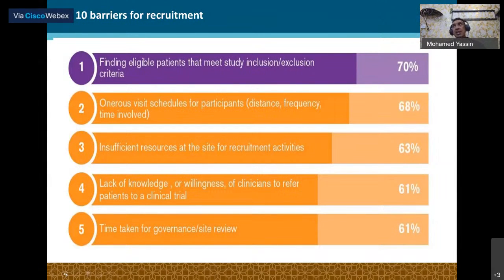So what are the barriers in clinical trials? Clinical trials, as I said, are a complex process, and you need to understand the basics of clinical trials, you need to understand the GCP, you want to go through the regulations. But even if you do all of this, we still have barriers worldwide. Some studies focusing on these barriers found that 70% of clinical trials fail because of difficulty finding eligible patients that meet the study inclusion and exclusion criteria.